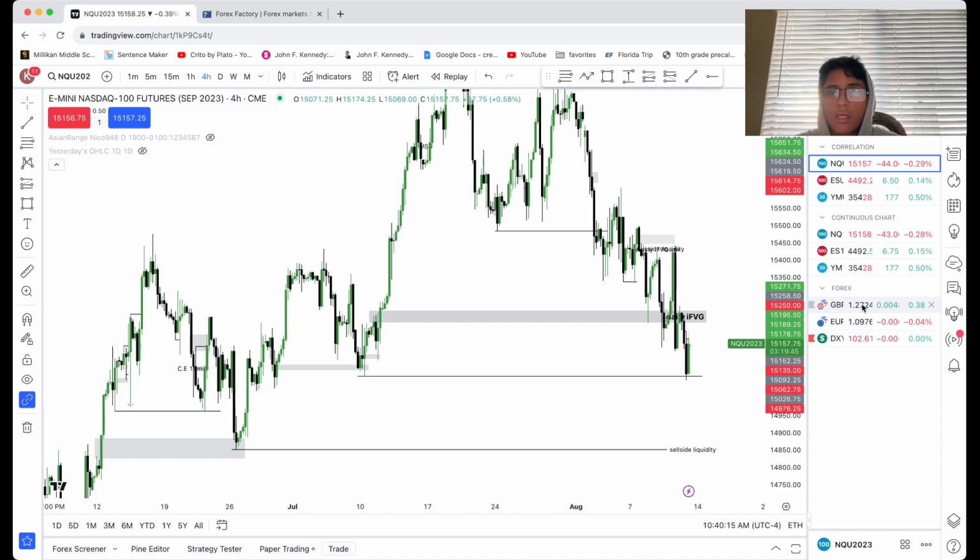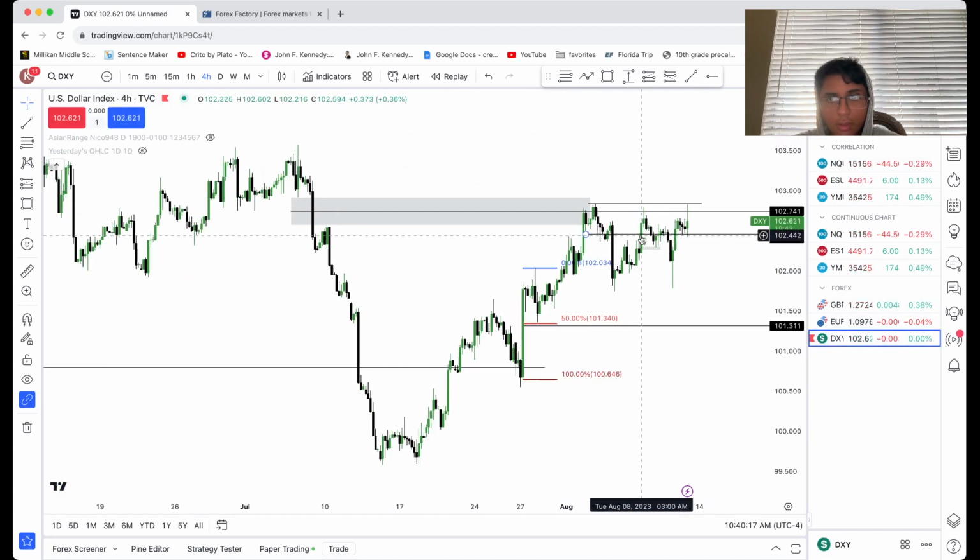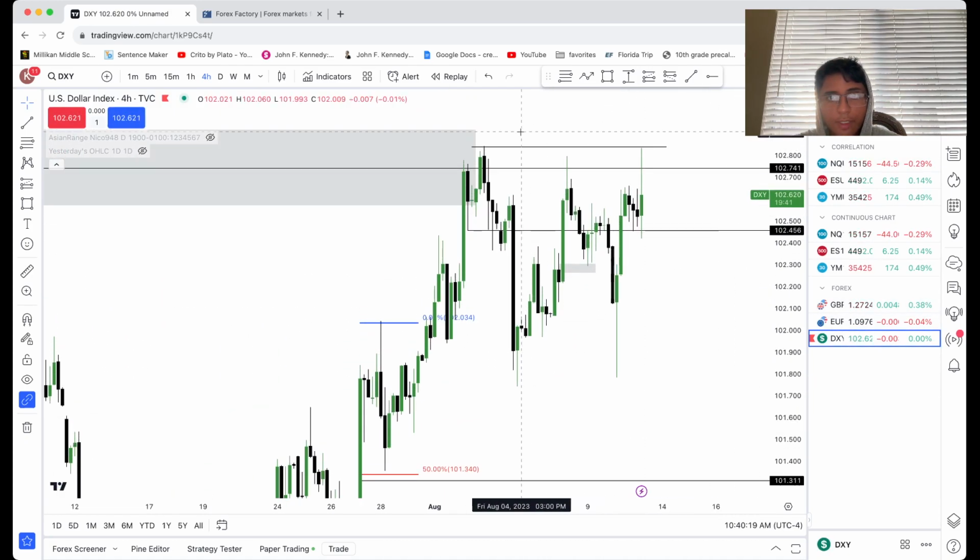That's just me, okay? At the same time, I was looking at the dollar, and I saw that it just took out this high right here. So what that tells me is it can either keep going up and then go down, or it could just take this high and start retracing, and that's exactly what it did.